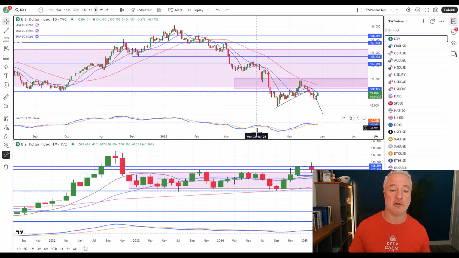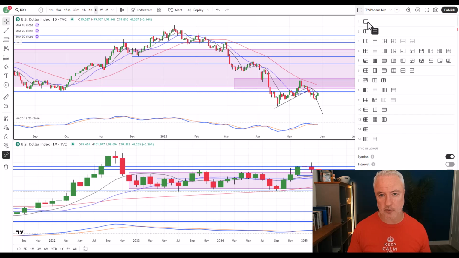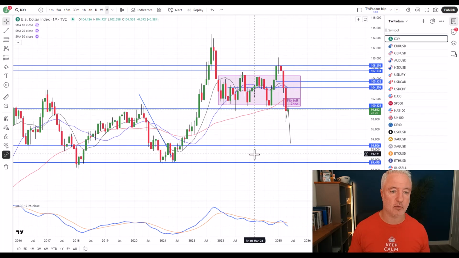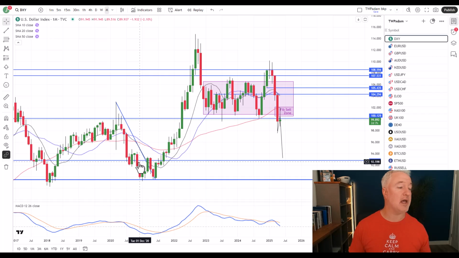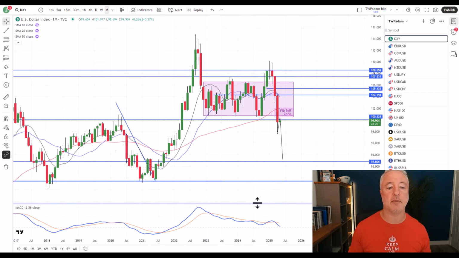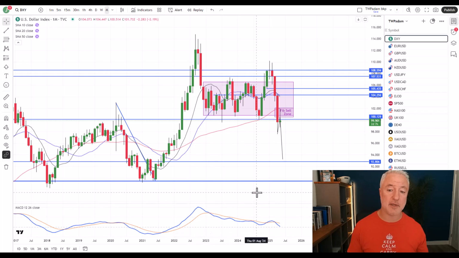The first thing I want to do here is have a look at the dollar index. I'll go through to a single chart and let's have a look at this from a monthly perspective. So what do we have on the screen? We have a 10, 20, and 50 simple moving average, nothing too complex, and a MACD. All of them default settings, nothing too complicated. I'm using the MACD as a momentum indicator, just looking for convergence or divergence.